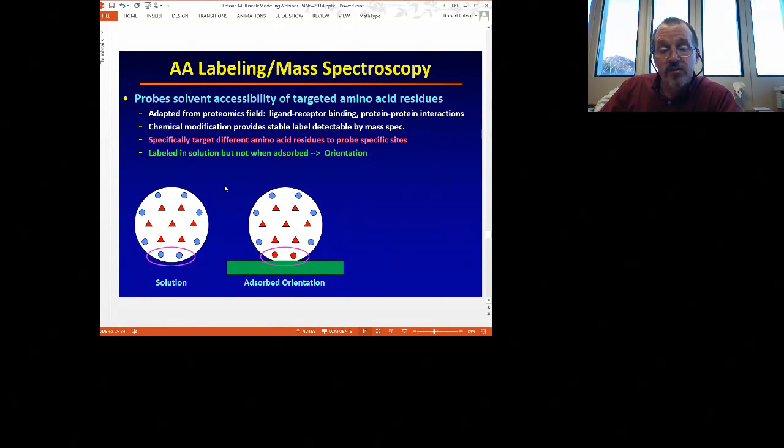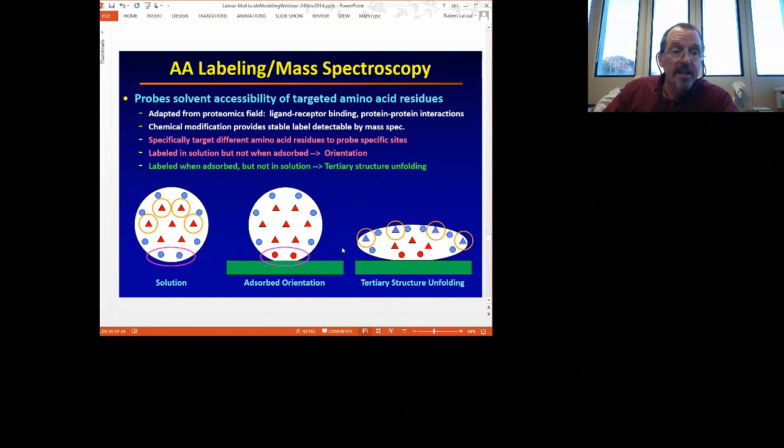Then we adsorb the protein and do our labeling process, and this is depicting, for example, if these bottom two amino acids are unlabeled after we adsorb, that tells us that the surface is blocking the solvent accessibility of these amino acids and giving us a clue about the orientation of the protein on the surface. Alternatively, if amino acids are not solvent accessible in solution, but after we adsorb it they become solvent accessible, this gives us a key about the tertiary unfolding of our protein, where the buried amino acids are now becoming solvent exposed due to the unfolding of the tertiary structure.